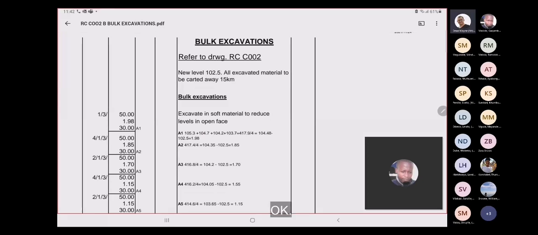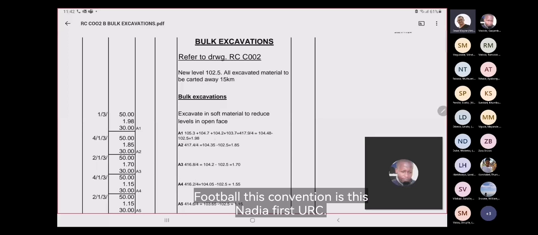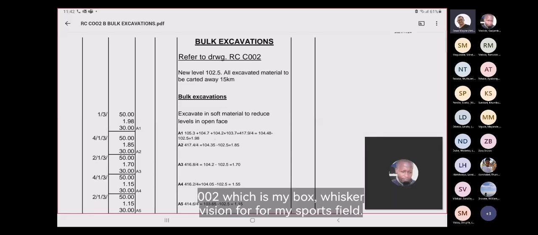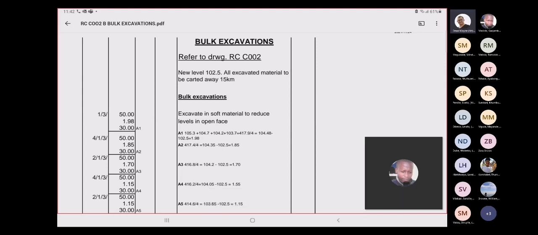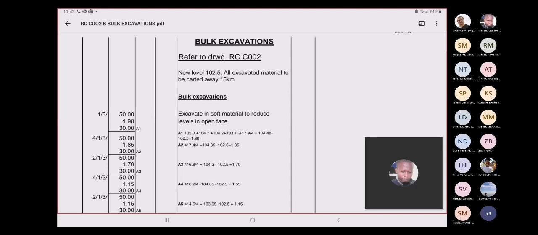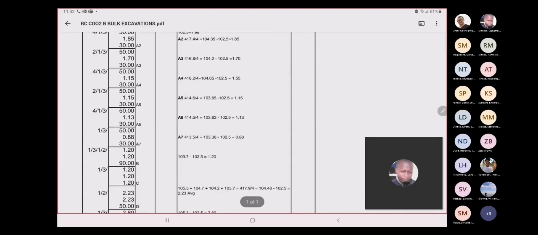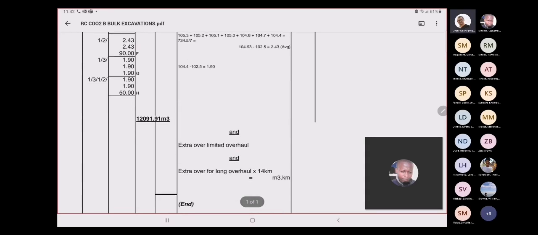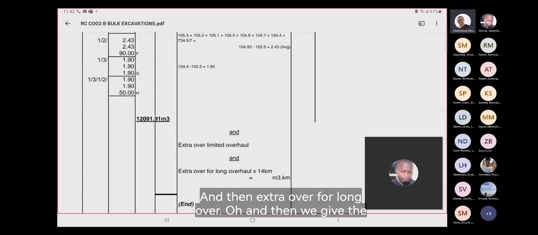Okay. For my bulk excavations, and this now refers to RC 002, which is my bulk excavation for my sports field. And again, I'll start out by excavating in soft material to reduce levels in open face. One thing you need to understand, you've not heard me use any categories here as yet. And an extra over for limited overall, and an extra over for long overall, and then we give the distance of the long overall where we will have to take this to.